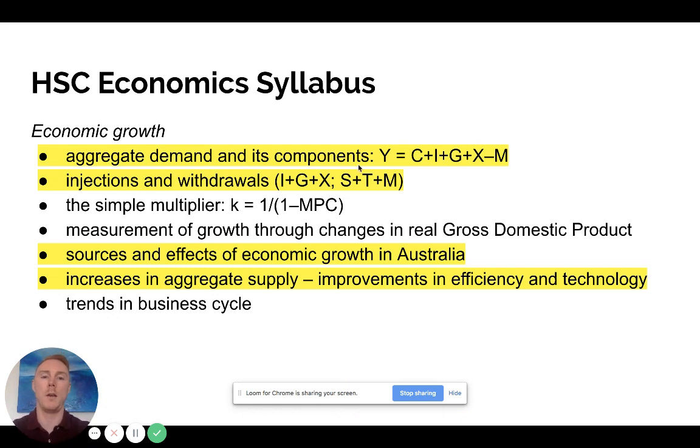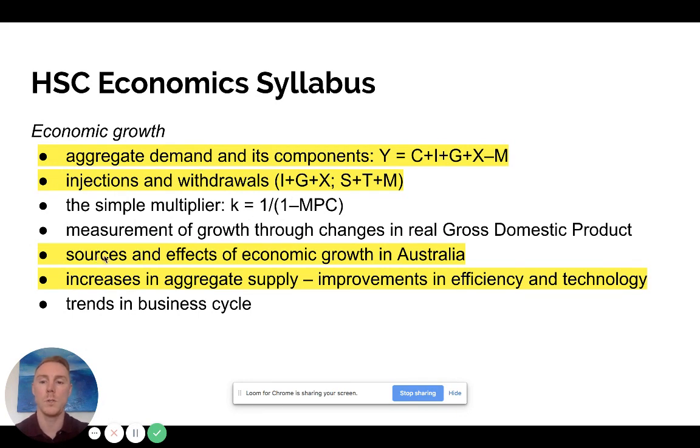So aggregate demand and its components. Notice that we'll also see why this is a Y here for national income or aggregate supply instead of the AD, because they're both equal to each other. Aggregate demand at equilibrium will equal aggregate supply. There are components. We also know we have injections and withdrawals from Year 11. I, G and X are equal to S, T and M at equilibrium. And if we have more injections, we'll have greater growth.